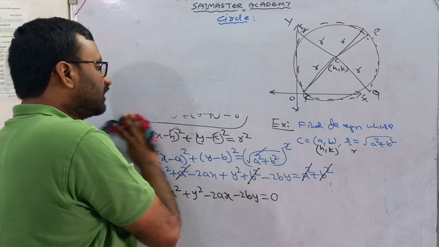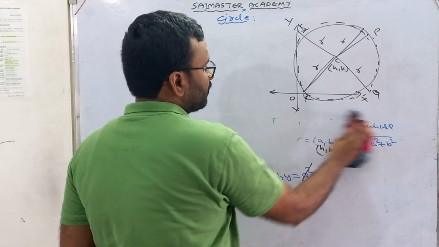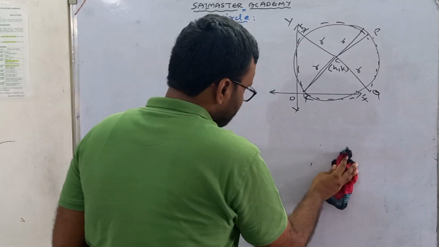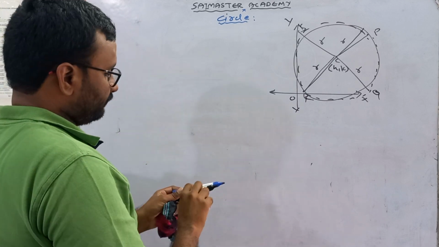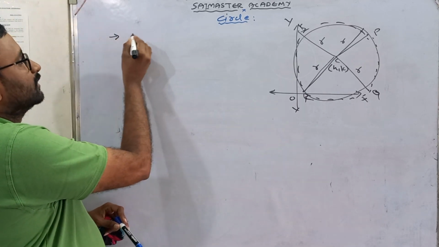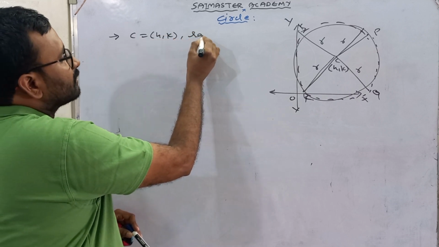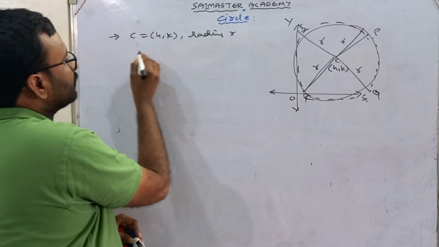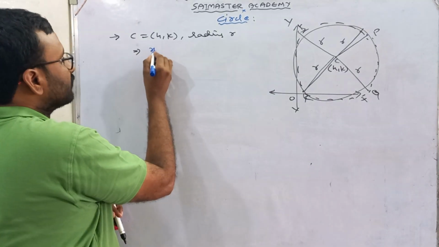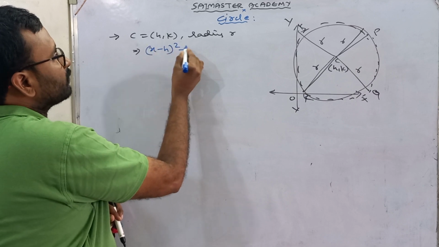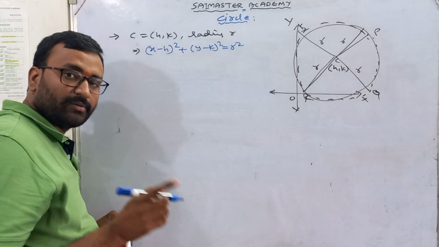See here, we have the standard circle. What is the standard circle? (x minus h) whole square plus (y minus k) whole square equal to r square, with the center (h, k) and radius r. So first one, center (h, k), radius r, then the circle equation is: (x minus h) whole square plus (y minus k) whole square equal to r square. This is the standard form of the circle.